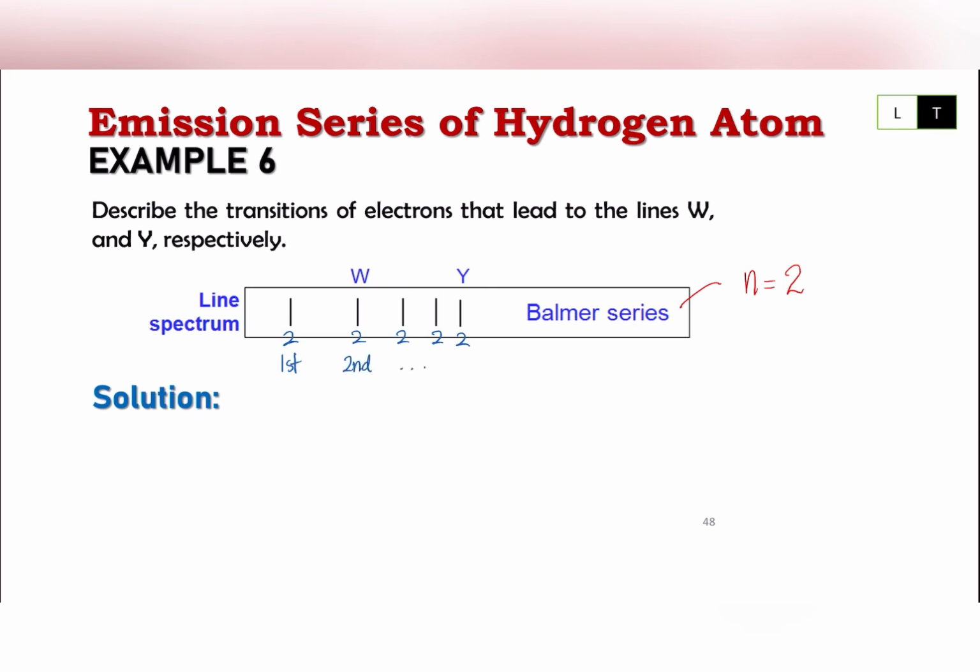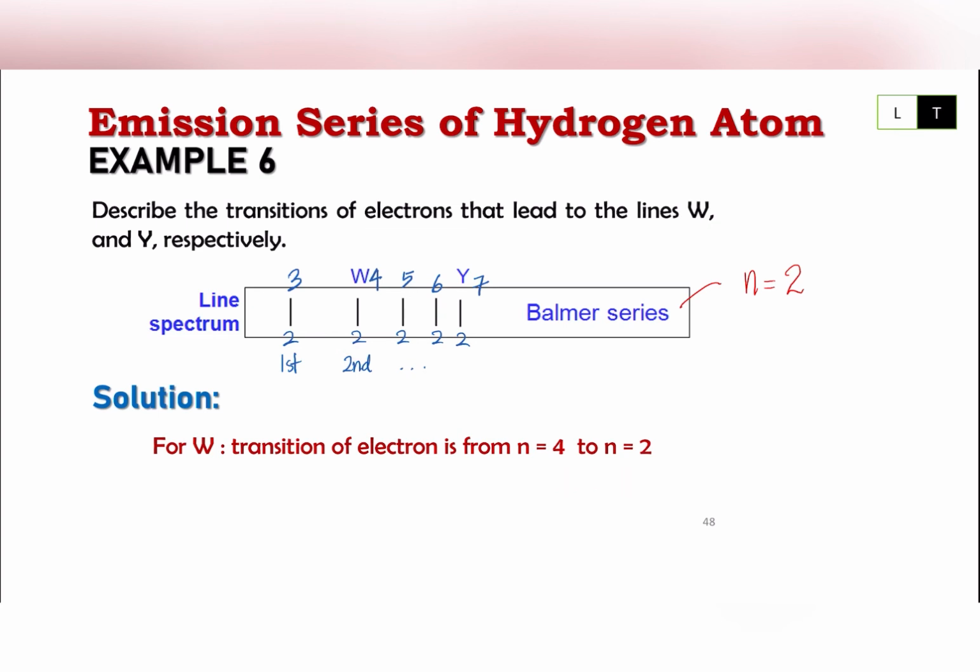For the first line of transition for the Balmer series, the electron is excited to n equals 3. So automatically W will be excited to n equals 4. Next 5, 6 and 7. So you can write the description for each line. For W, the transition of the electron is from n equals 4 to n equals 2. So you have this answer.